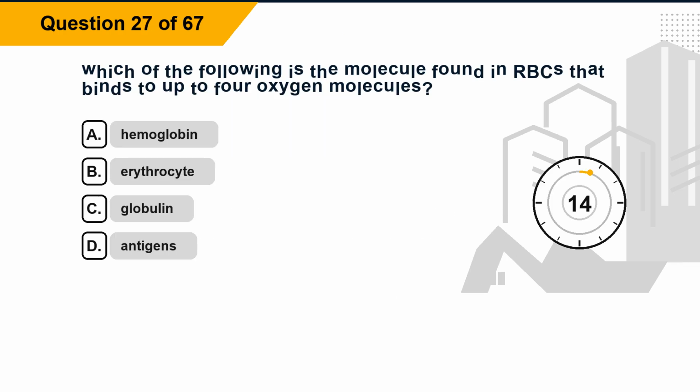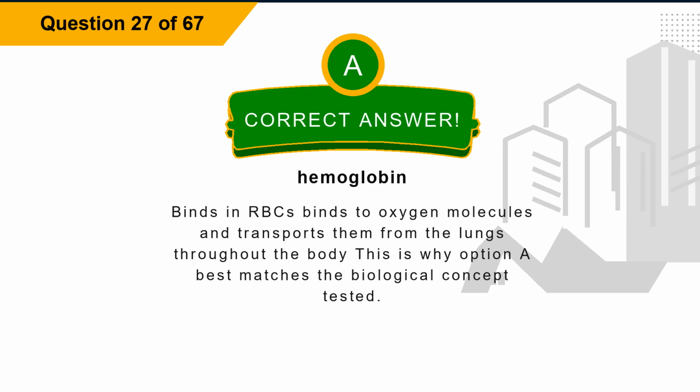Question 27. Which of the following is the molecule found in RBCs that binds to up to 4 oxygen molecules? Option A, hemoglobin. Option B, erythrocyte. Option C, globulin. Option D, antigens. The correct answer is option A, hemoglobin. Explanation: Hemoglobin in RBCs binds to oxygen molecules and transports them from the lungs throughout the body. This is why option A best matches the biological concept tested.